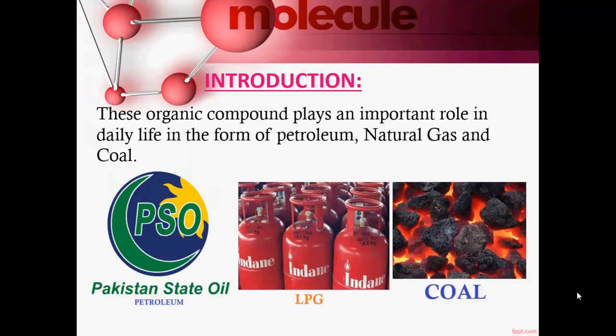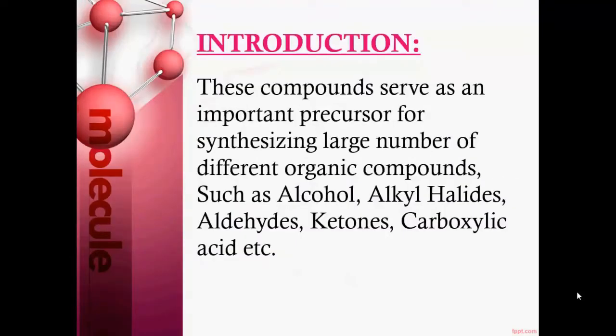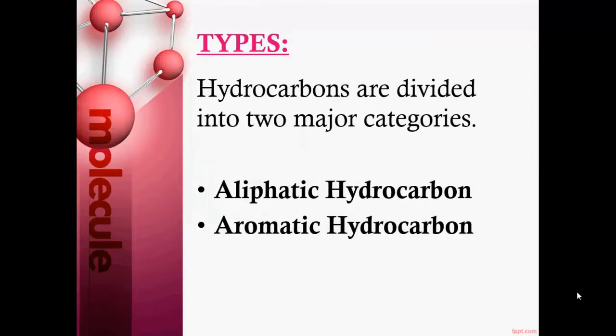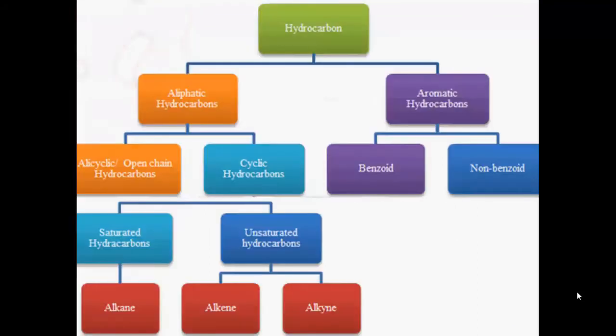These organic compounds play an important role in daily life in the form of petroleum, natural gas and coal. These compounds serve as an important precursor for synthesizing a large number of different organic compounds such as alcohols, alkyl halides, aldehydes, ketones, carboxylic acids, etc. Now come to the types. Hydrocarbons are divided into two major categories: aliphatic hydrocarbons and aromatic hydrocarbons. The overall view of this whole topic, hydrocarbons and their types, is given in this chart.